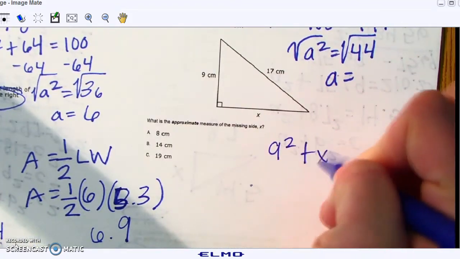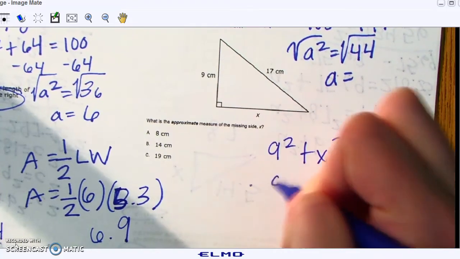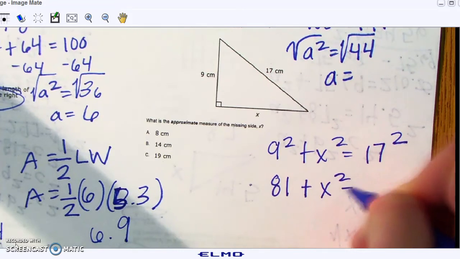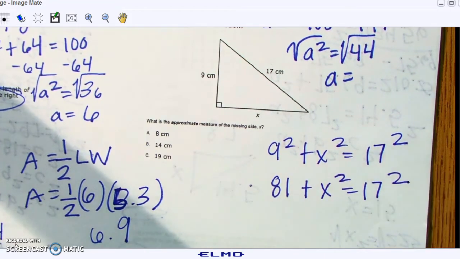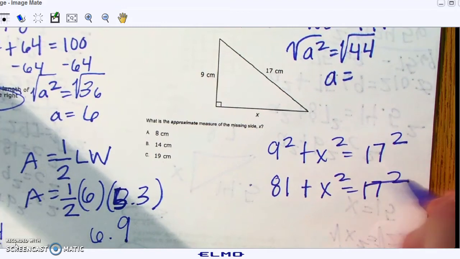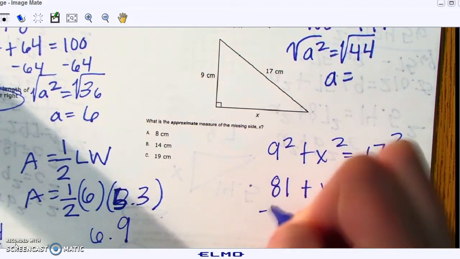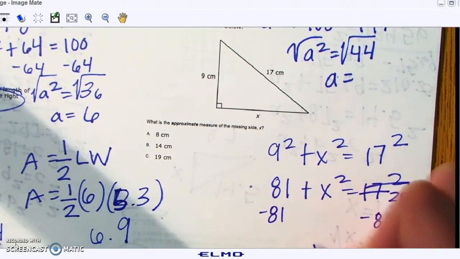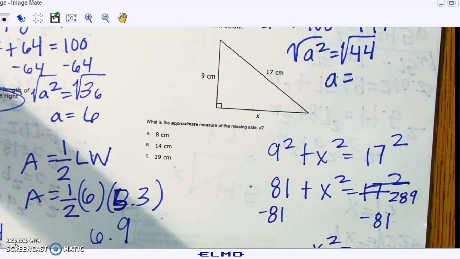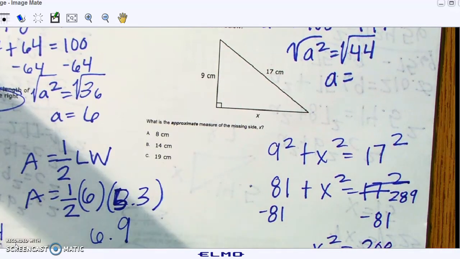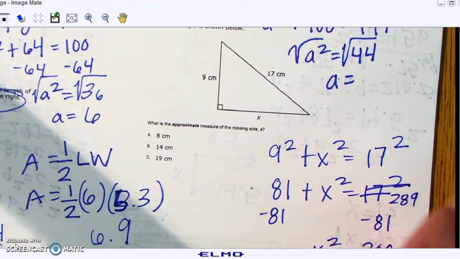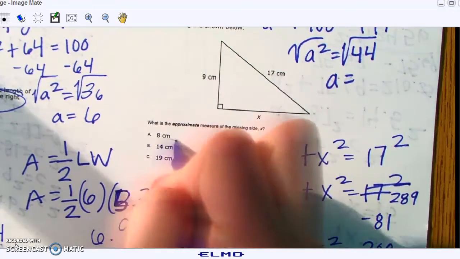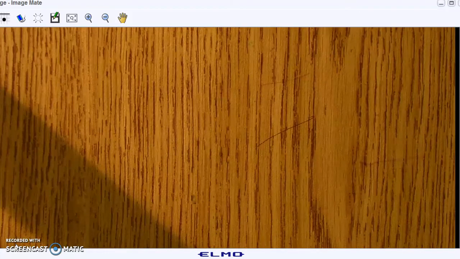Need to find this side again. So 9 squared plus x squared equals 17 squared. 81 plus x squared is 17 squared. Oh, what is 17 squared though? 289. Subtract 81 from both sides. X squared is equal to 208. Take the square root of 208. And x is equal to 14.4, which is about 14. Last ones. Oh, no, wait, I think.